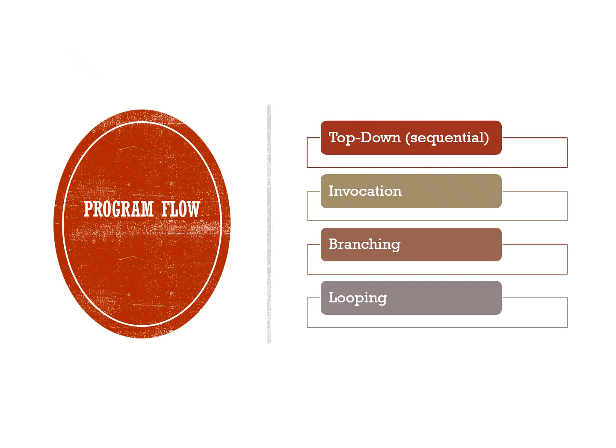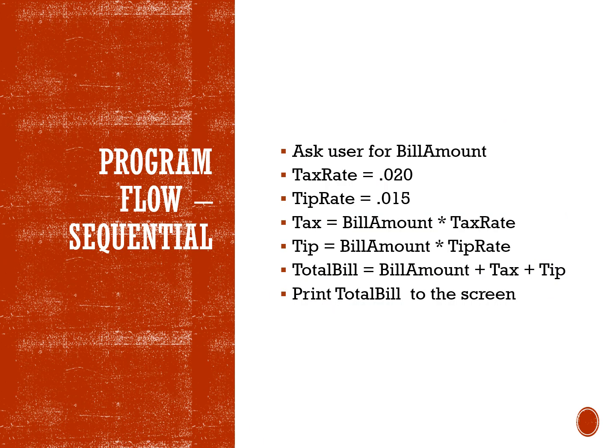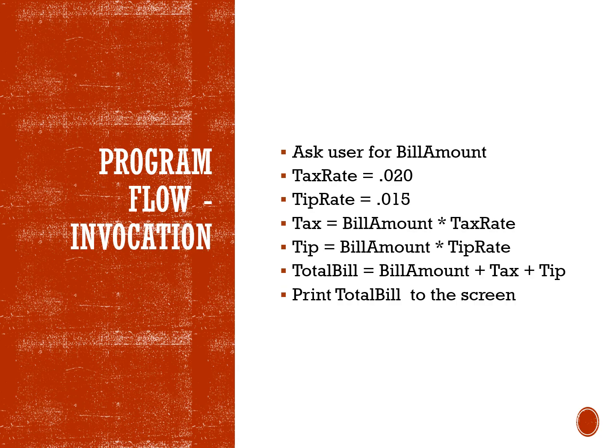The next thing we're going to talk about is the flow of a program. So the first flow is sequential. It just starts from the top and it works its way down. The next one is invocation. If I ask the user for the bill amount and I print the total to the screen, I didn't write the code on how to ask a user something or how to print something to the screen. So I'm going to call or invoke code that somebody else has written in order to be able to do that.